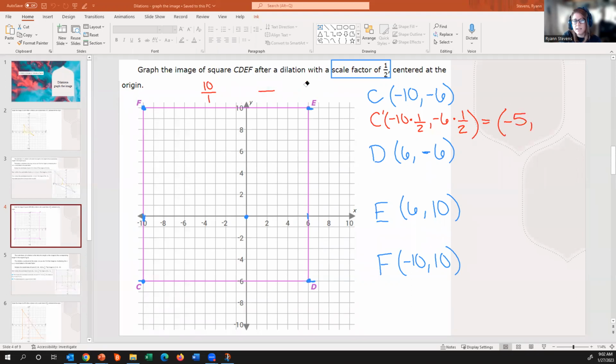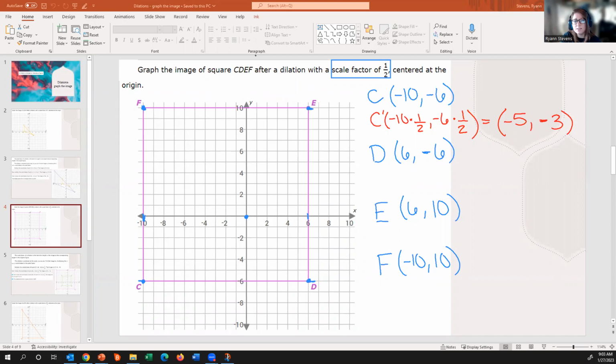And then we could do the same thing with the next one, which is -6 times 1/2. I'll write this as a fraction as well. So -6 over 1, remember whole numbers we can write over 1, times 1/2. Multiply this straight across, we get -6 over 2, which is going to give us a -3. We want to do this for every one of the points so that we know exactly where the new ordered pair of the image is going to be.